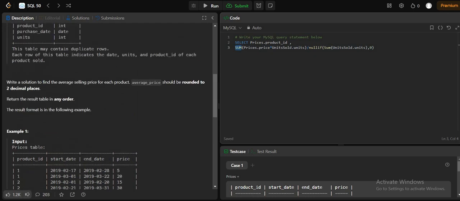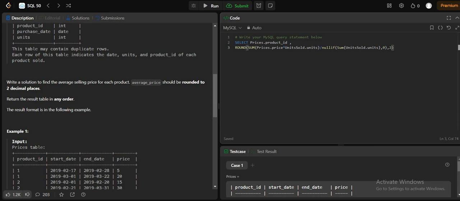The question says that average price should be rounded to 2 decimal places. So here again we will use a round function, inside which we will keep this value, up to two decimal places. The answer should be in 2 decimal places. Fine.